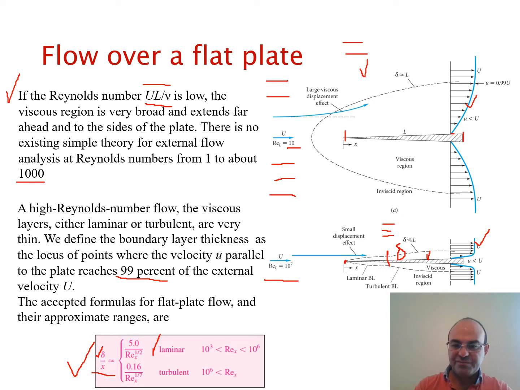For laminar flow, with Reynolds between 10 to the 3, 1000, and 10 to the 6, 1 million, delta over x is obtained from this equation: 5 over Reynolds x to the power of 1/2. In the case of a turbulent flow, Reynolds greater than 10 to the 6, the thickness is obtained from a different equation: 0.16 divided by Reynolds to the power of 1/7. We will talk about how to find these relationships later in this chapter.